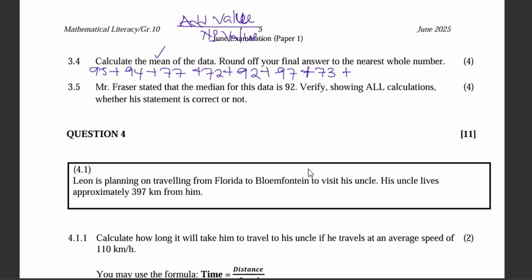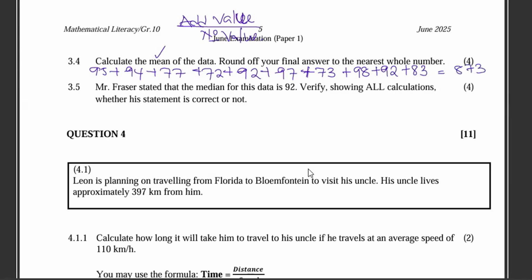So we added our 97, 93, sorry, 73, then we have a 98. We are adding on a 92. Then we add on 83. So when we add everything up, we end up having an amount of 873.